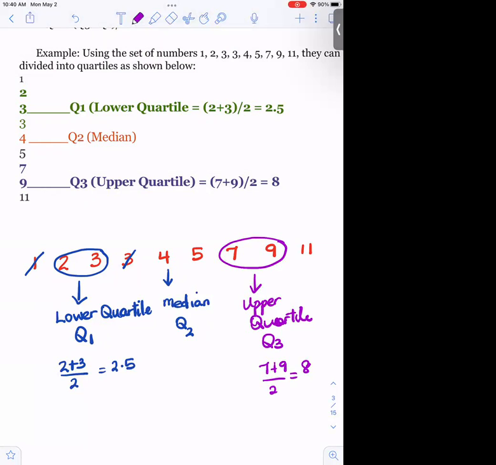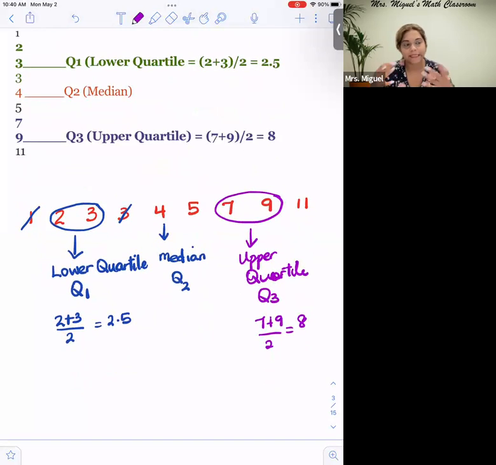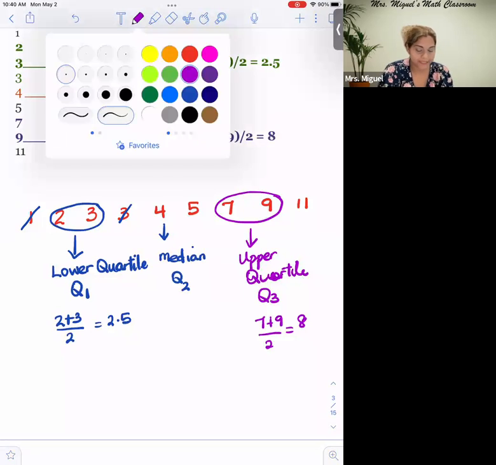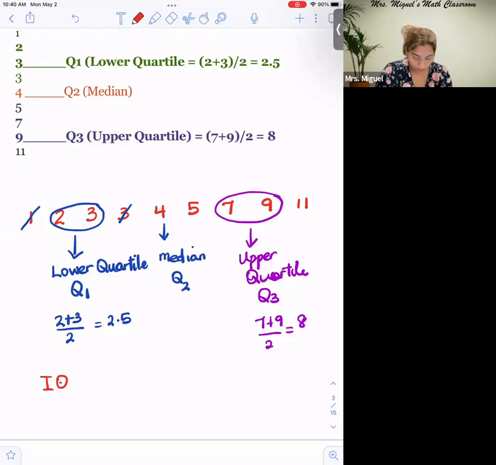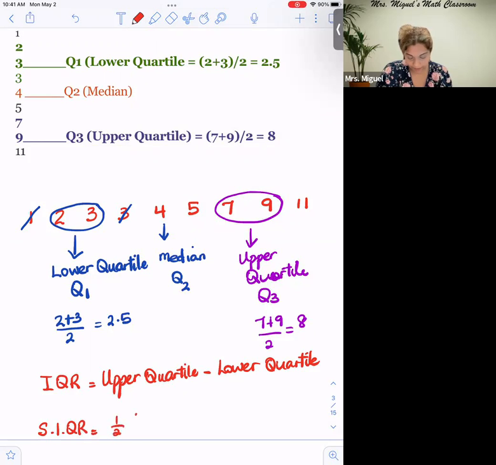Yes, miss. Now, sometimes we are expected to find what we call the interquartile range. So we go one step further. Since we already have the data, let's do it one time. The interquartile range is the upper quartile minus the lower quartile. So work it out for me. And the semi-interquartile range is half of the upper quartile minus the lower quartile. So work out those two values for me.